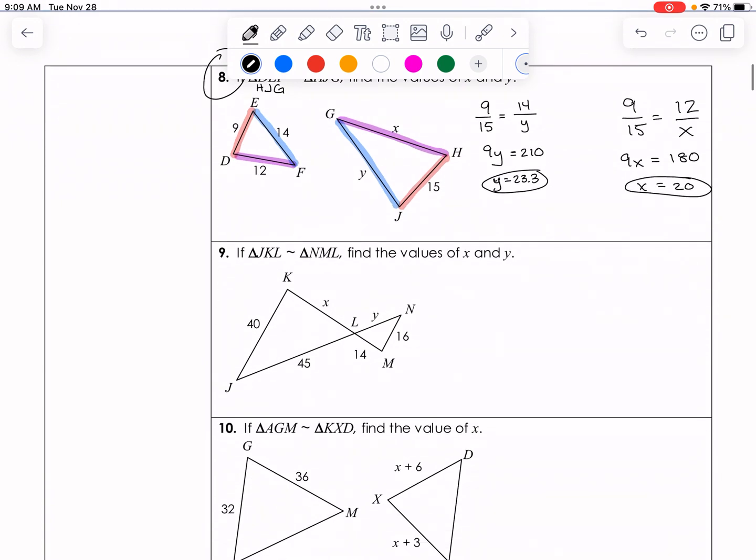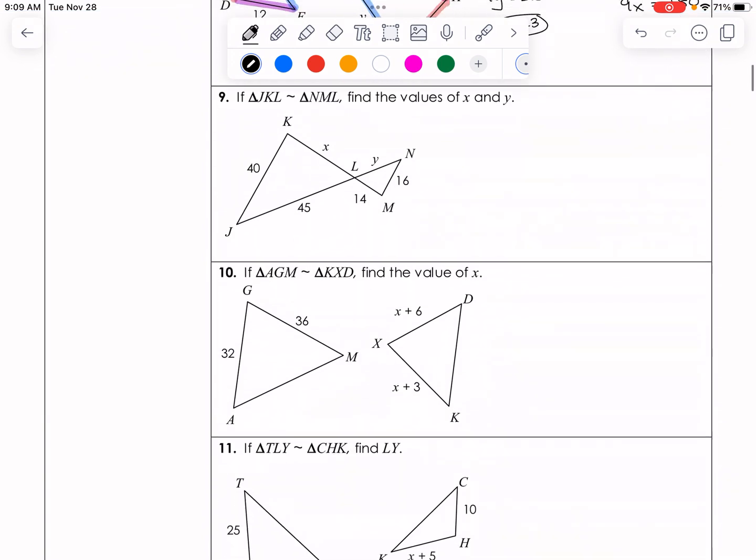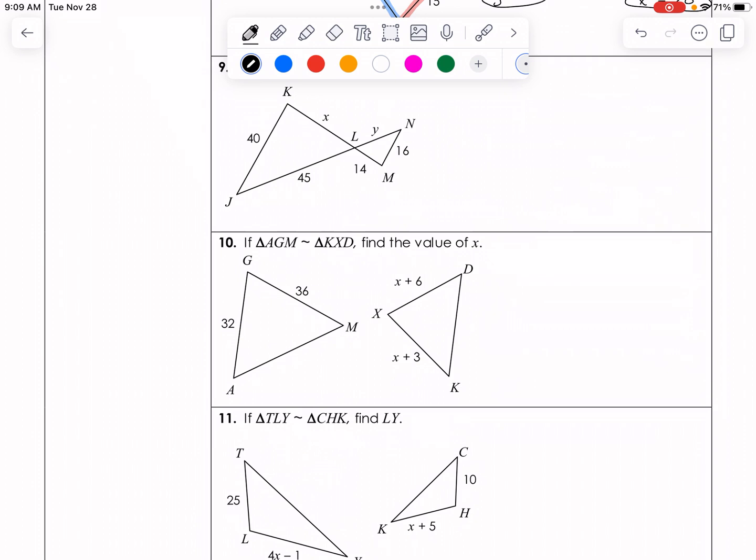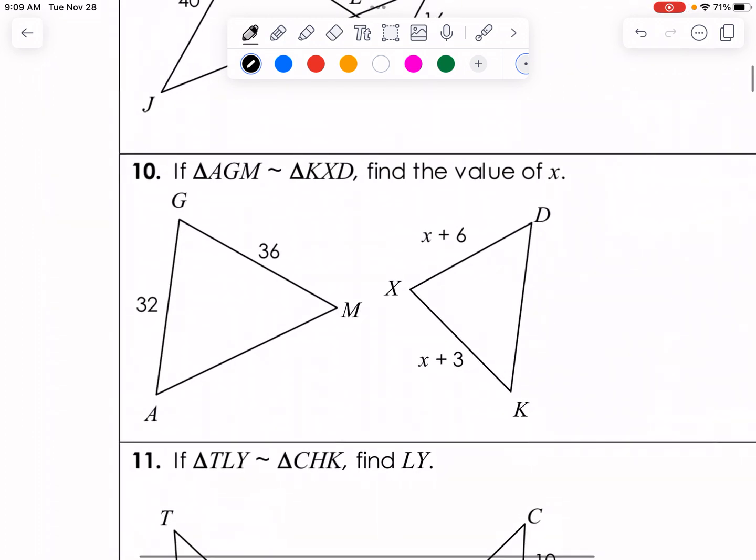but let's go through one where it looks like we have some binomials here. Let's do number 10. Okay. So in this case, we're just finding what x is, but let's put what is related. We have KXD.